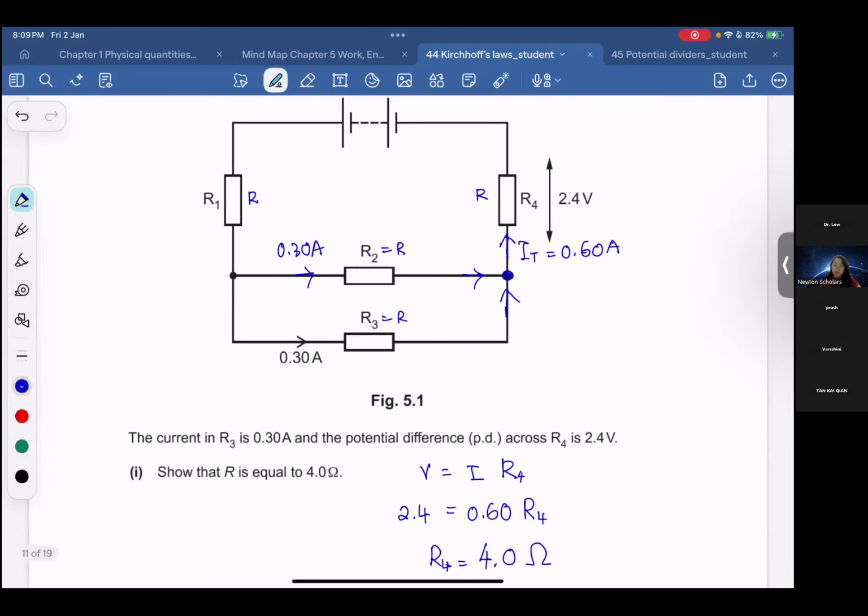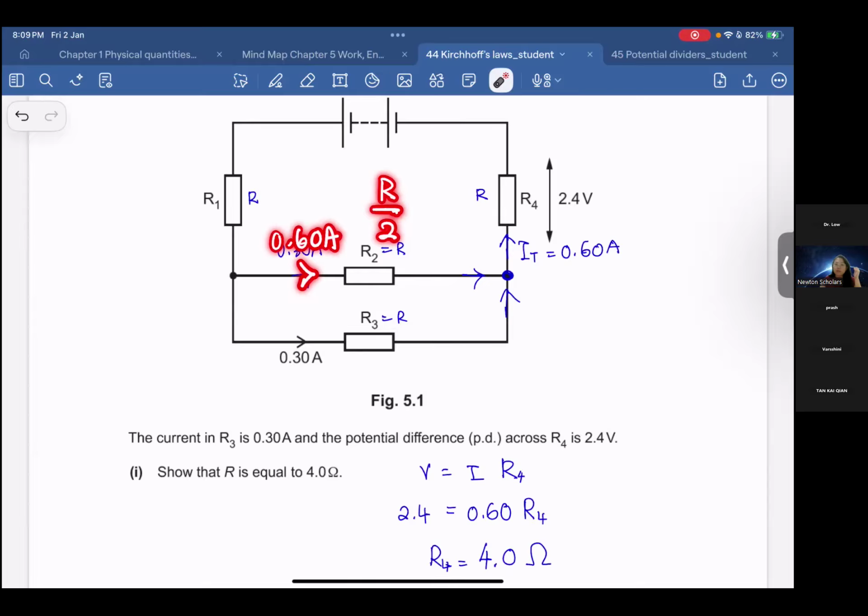So this one, you're using Kirchhoff's first law, conservation of charge. Current in equals current out. One of the concepts is you have to know the resistances. If they are the same, the current should be the same. If, let's say, the resistance here is R over 2, the resistance becomes half. So what is the current flowing through here? The current should be bigger, double, becoming 0.6 here. Why? Because your resistance becomes half.